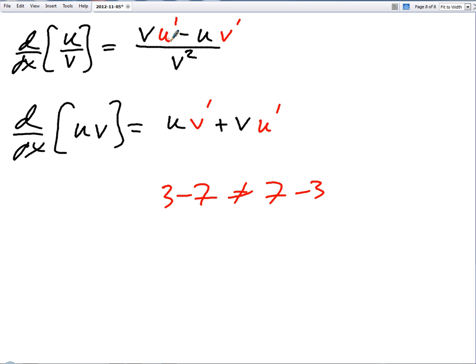The other way I sometimes think about this is if we define u prime as du dx and v prime as dv dx, then it's like you're saying "v d u d x minus u d v d x" when you say the quotient rule. But start on the bottom, however you want to remember it, or just remember the formula. You've got to start with the v.